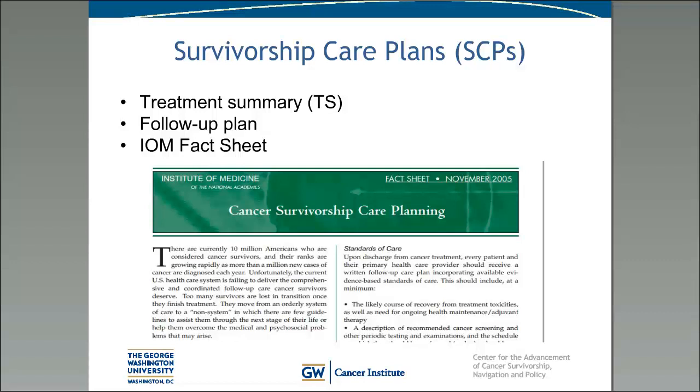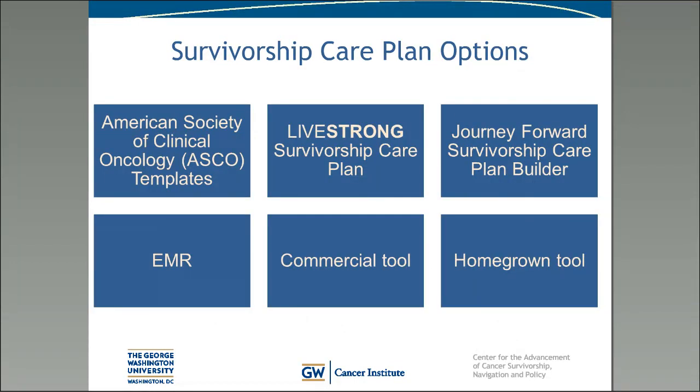And the IOM fact sheet that's pictured here, which you can find by doing a quick Google search for this document, is a summary of what should be included in each survivorship care plan. And we'll look at some studies that have examined how care plans are matching up with these IOM recommendations. So based on these requirements, there are several options for survivorship care plans, including free templates, EMR resources, and commercial software companies.